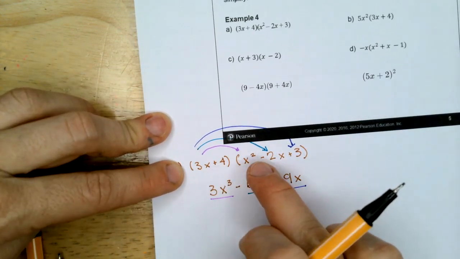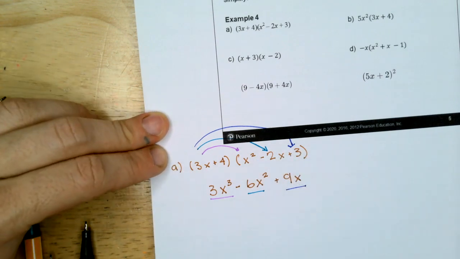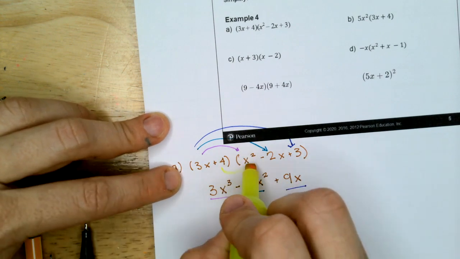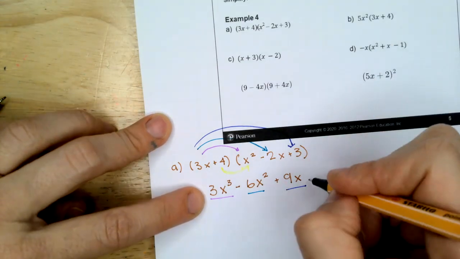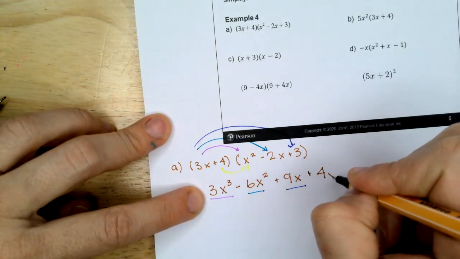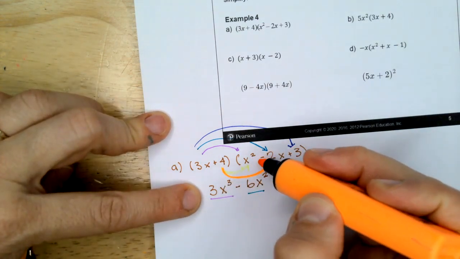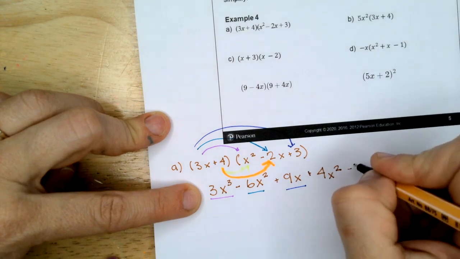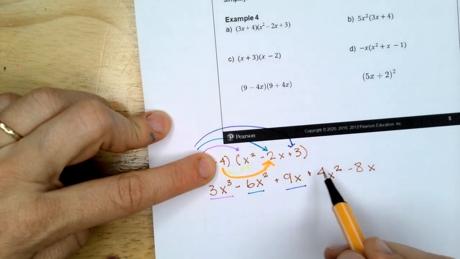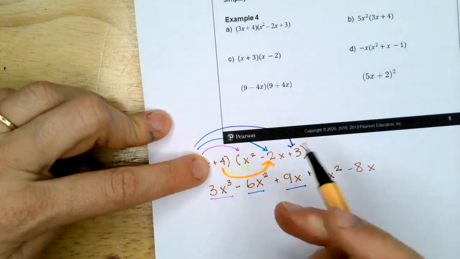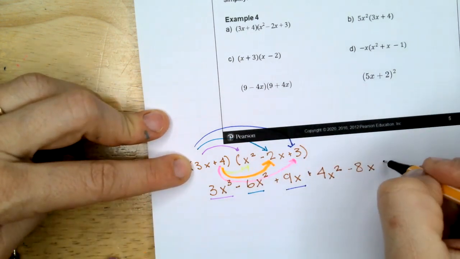Now, do those same 3 with the 4. Those same 3 terms, multiply them by the 4th, okay? 4 times x squared is just going to be 4x squared. 4 times the negative 2x: 4 times the negative 2 is a negative 8 with the x. 4 doesn't have any x's, so you're just keeping whatever x's you already have. X squared, x, no x. 4 times 3 now is 12.